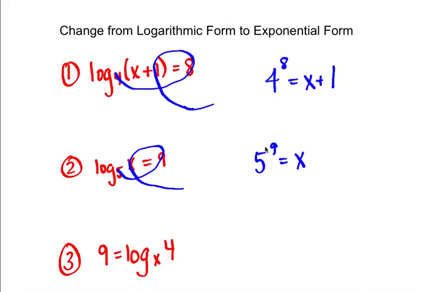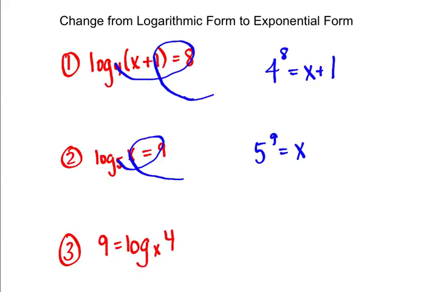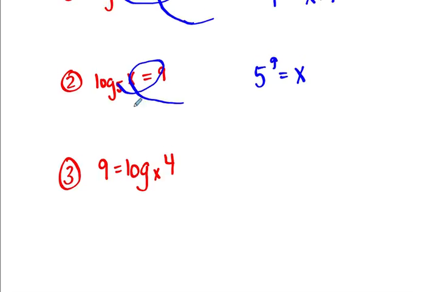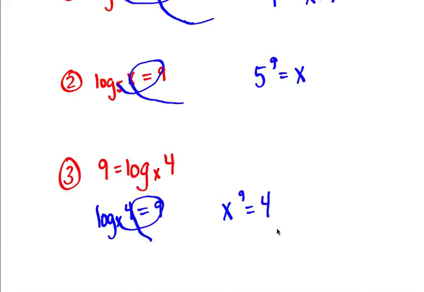Okay. Number 3, your log is not on the left side. You can either do it backwards, make it a backwards E, or just take a second and rewrite it. So you would start here, hit the 9 and go to the 4. So x to the 9th equals 4. All right, I hope that helps you.